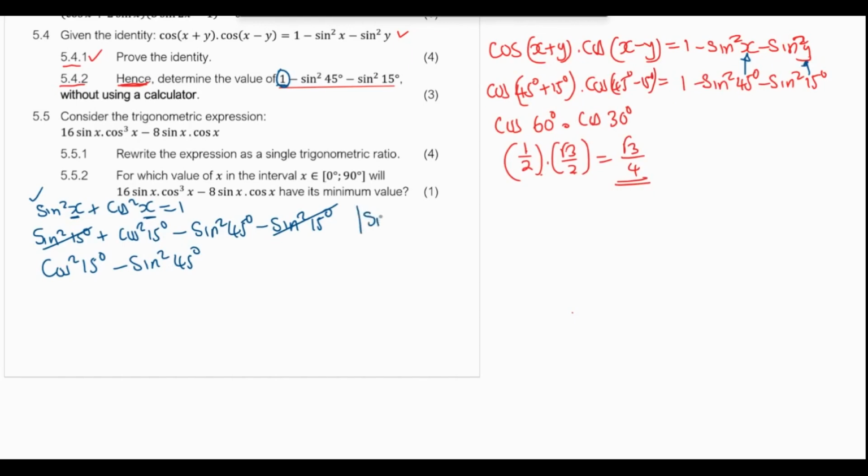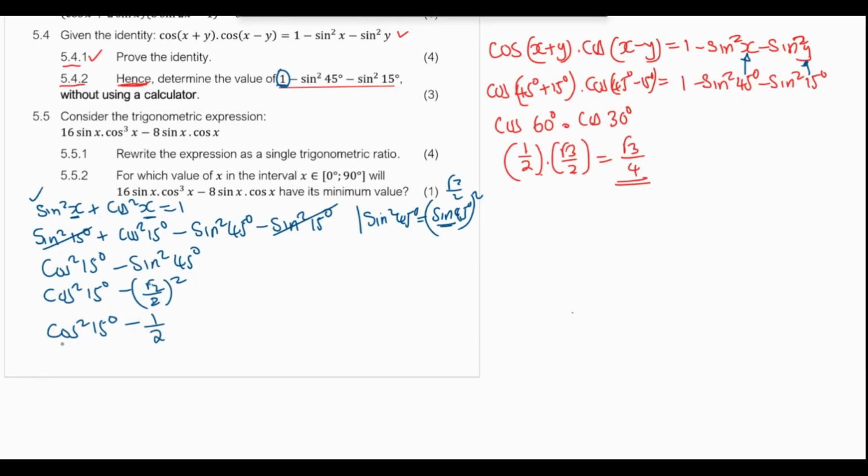Sine squared 45 degrees is just the same as sine 45 degrees, then squared, isn't it? So sine 45 is root 2 over 2. So we're saying cos squared 15 degrees minus root 2 over 2 squared. See that? Root 2 over 2 squared gives us root 2 squared is 2, 2 squared is 4. So we have cos squared 15 degrees minus 1 over 2. Okay, this will give us 1 over 2.